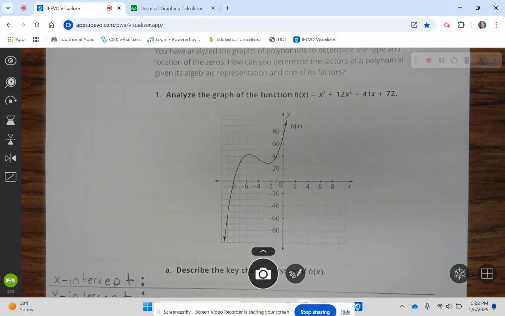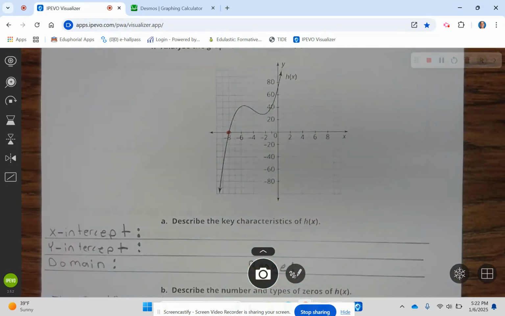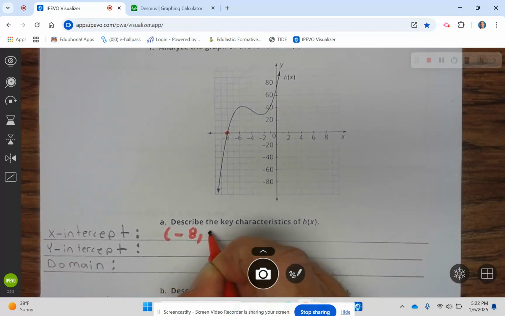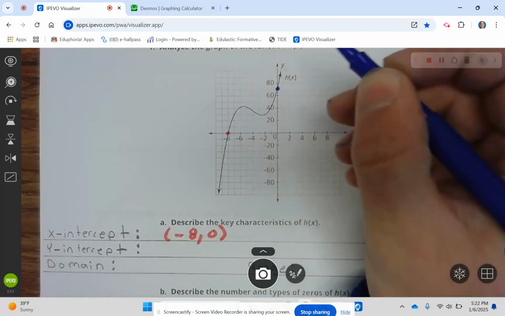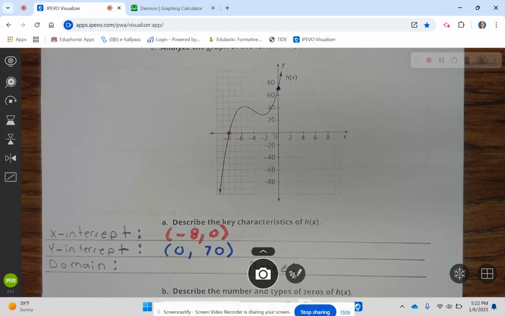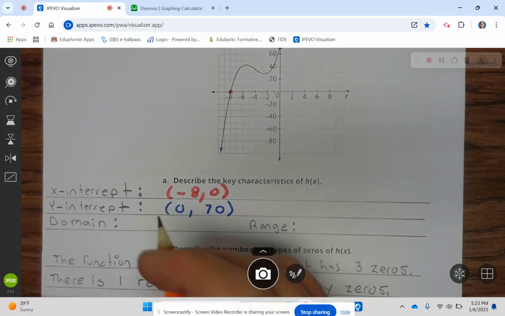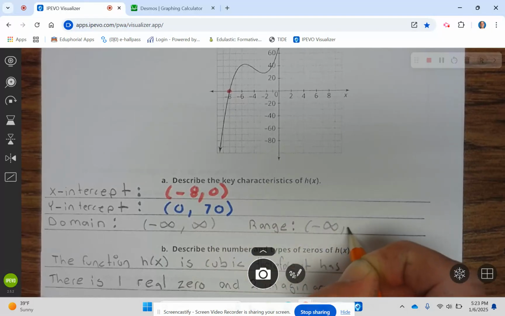1. Analyze the graph of the function h of x equals x cubed plus 12x squared plus 41x plus 72. Describe the key characteristics of h of x. Well, the x-intercept is this point right here, which is -8, 0. And the y-intercept is this point right here, which is 0, 72. The domain and range are -infinity to +infinity and -infinity to +infinity.